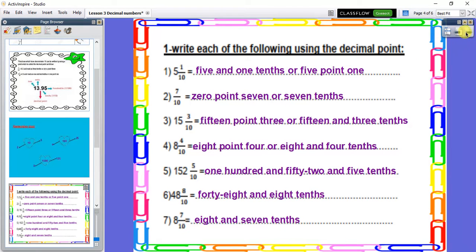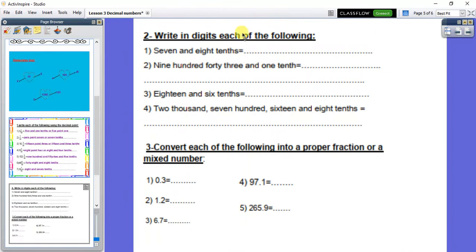Okay, let's see the next one. I want to write in digits. Look with me: 7 and 8 tenths. Before the "and" it will be the whole part, so it will be 7. Then a point. Point what? 8 tenths, it will be 8. So 7.8. The next one, 943 and 1 tenth. Before the "and" it will be the whole part, so I will write at first 943. Then I will put a point. 1 tenth means 1. So it will be like this.